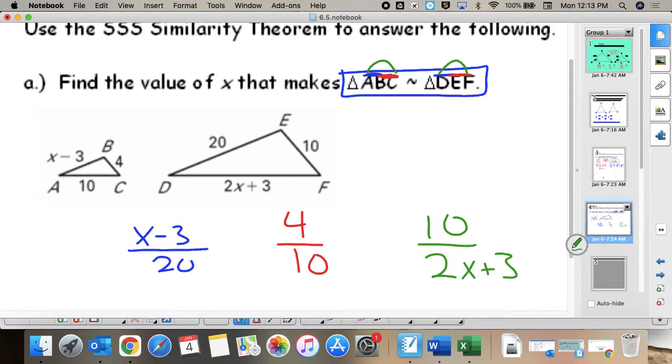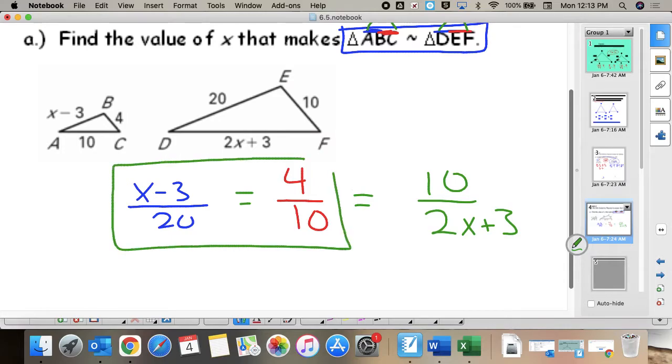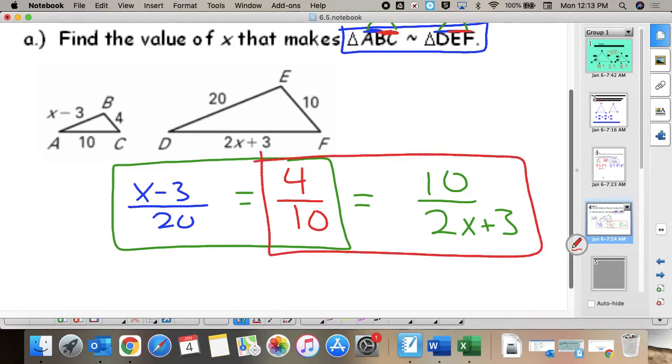These three ratios all have to be equal to each other for these triangles to be similar. So you get to pick any two that you want and set them equal to each other. My advice, make it easy on yourself. Either do the left and the middle or the right and the middle. Either way will work. I would not do the left and the right because you're going to end up having to FOIL and factor. You'll get the right answer. It's just going to be a lot harder.